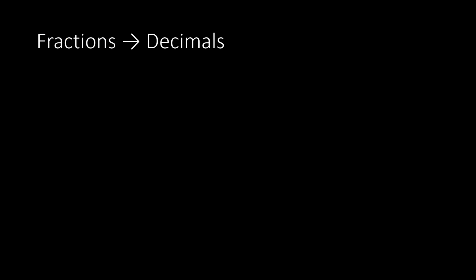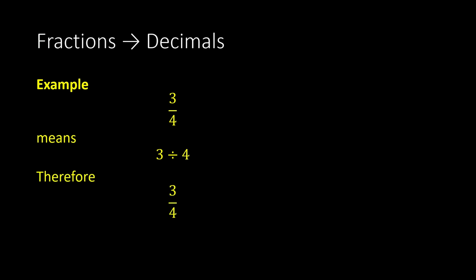Remember that the fraction bar also means division. So, for example, 3/4 means 3 divided by 4. And therefore, if we want to convert 3 divided by 4 to a decimal, we can multiply top and bottom by 25, which allows the denominator to become 100. So we have 75 over 100, and now we know that 75 over 100 is also 0.75. So therefore 3/4 equals 0.75.